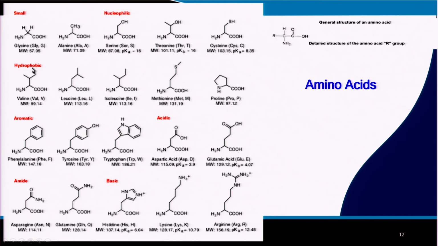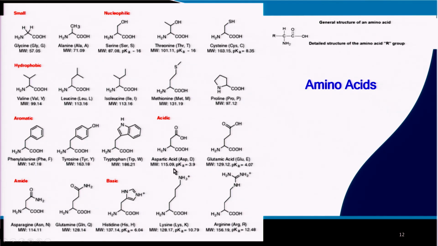You have the hydrophobic ones. So when I was talking to you about hydrophobic interactions, these are the functional groups that will play a part in the folding of the polypeptide strands and the interaction between the strands. So you have valine, leucine, isoleucine, methionine and proline. These are the hydrophobic ones. Then you have the aromatic ones. You can see the ring structure in three of them: phenylalanine, tyrosine and tryptophan.